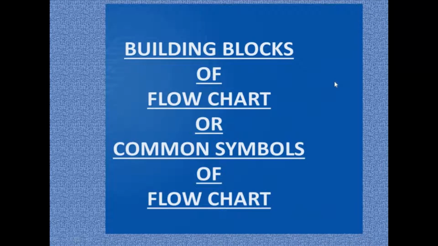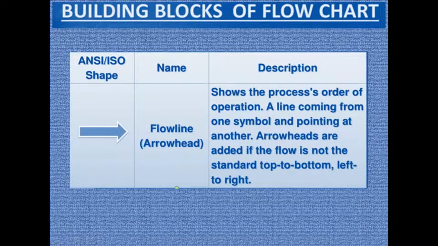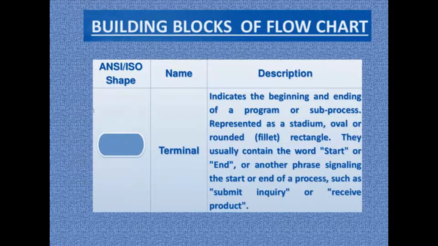Now, what are the building blocks of a flowchart, or the common symbols which are used in a flowchart? First is the arrowhead, which is shaped as an arrow that points towards another symbol, and it shows the flow or the order of operations taking place in a flowchart. They are added from left to right. Next is a terminal, which shows the beginning and end of the program. It is oval in shape or a rounded rectangle. It usually contains the word start or end inside this shape right here, called the terminal.